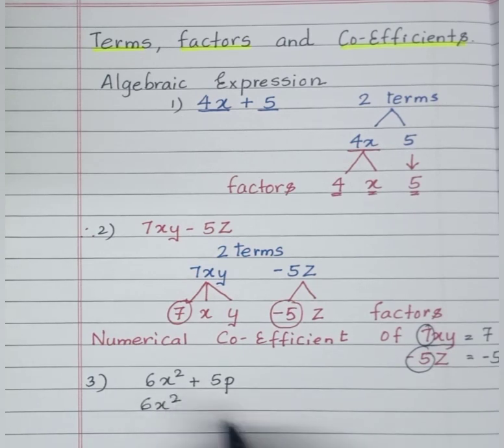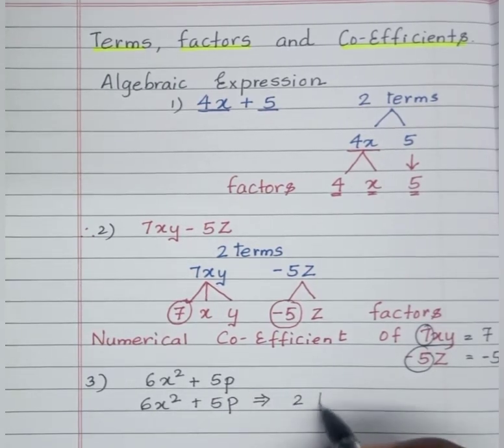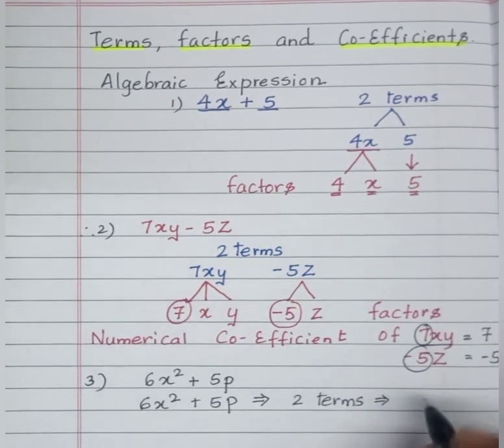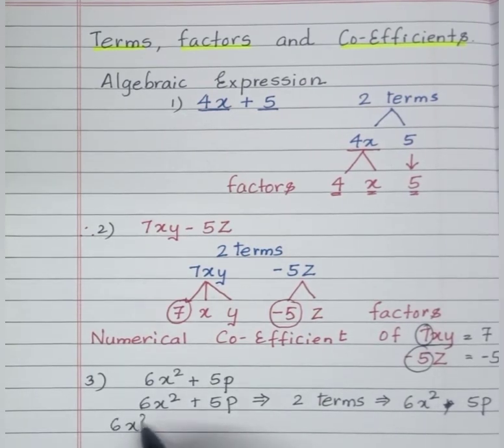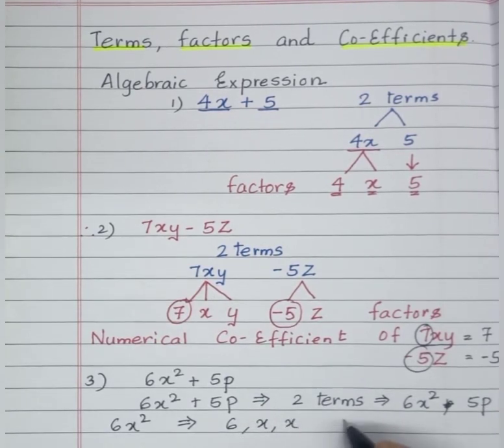Now how many terms does it have? It has two terms. What are those two terms? The two terms are 6x square and 5p. First term is 6x square, second term is 5p. Now 6x square has the factors 6 and x. In the same way 5p has the factors 5 and p.